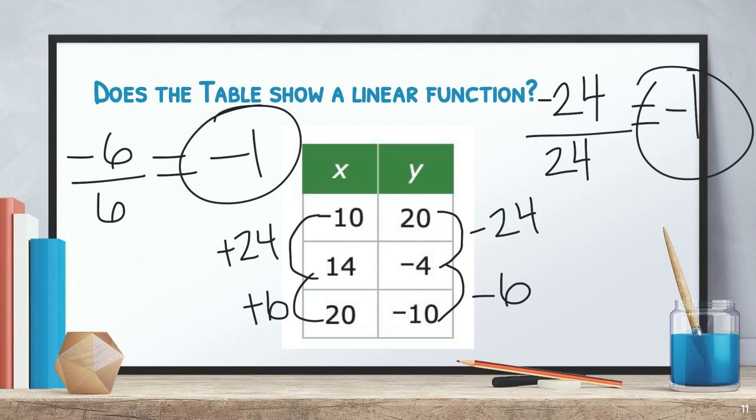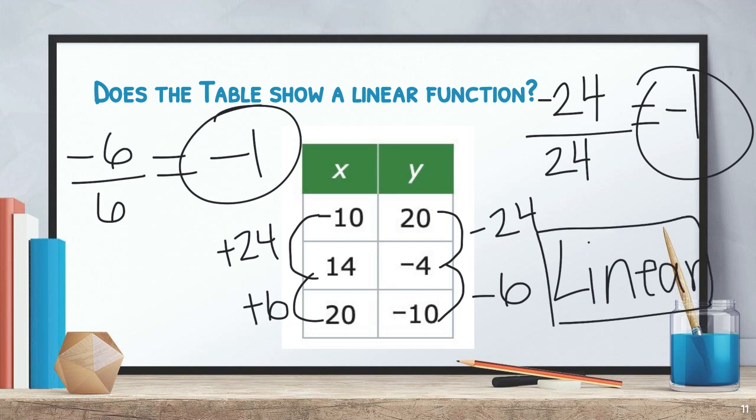So yes, this one is going up by different numbers each time. I went minus 24 and then minus 6 and then plus 24 and then plus 6. However, it reduces to be the same number. As long as it reduces to be the same number, it is still linear, even though I'm adding different numbers. It doesn't matter. All that means whenever this happens is that they skipped some numbers in their table. They don't have every number listed that would be on the line.